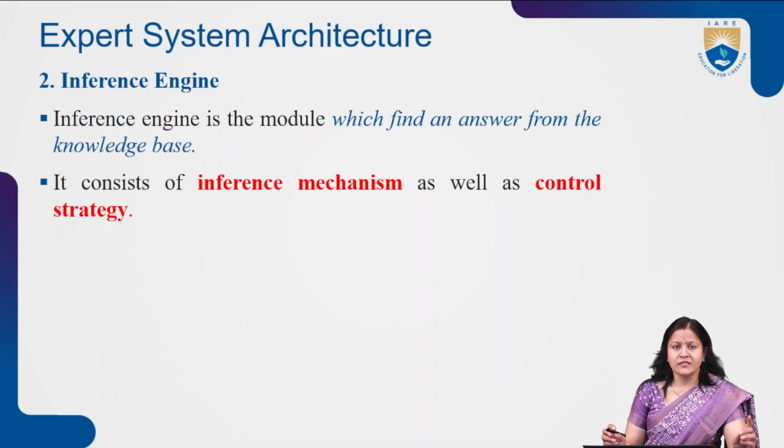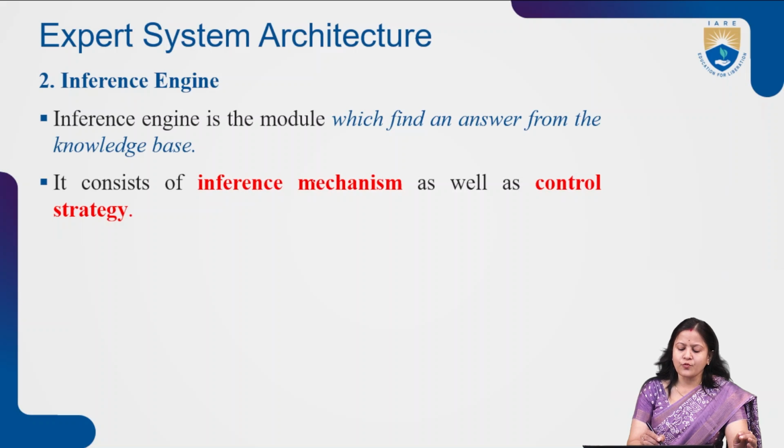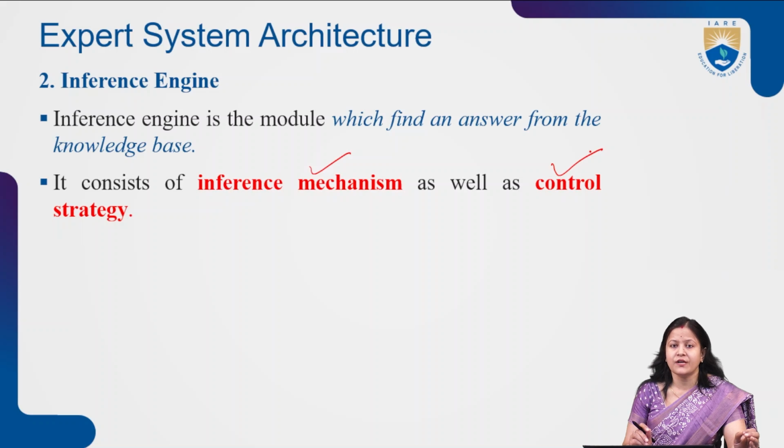The next component, the second component, is the inference engine. The inference engine is the module which can find the answer from the knowledge base. It consists of two important things: one is the inference mechanism, the second is the control strategy. What is the meaning of inference mechanism? It means what mechanisms are there to infer the result by interacting with the knowledge base. That is very important for the inference engine as well as the control strategy.